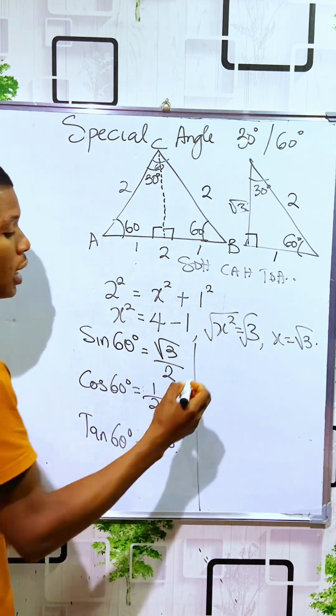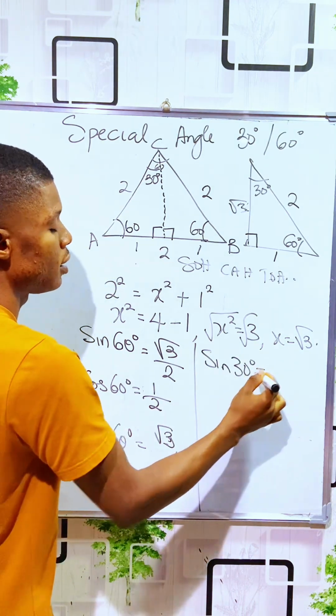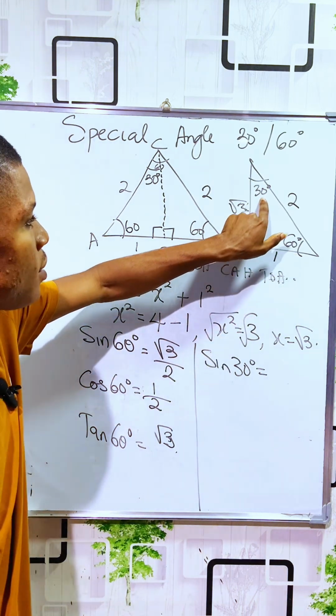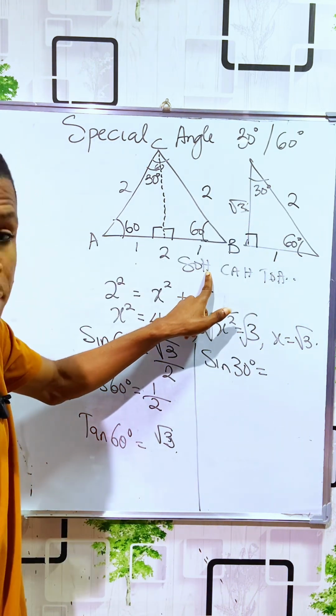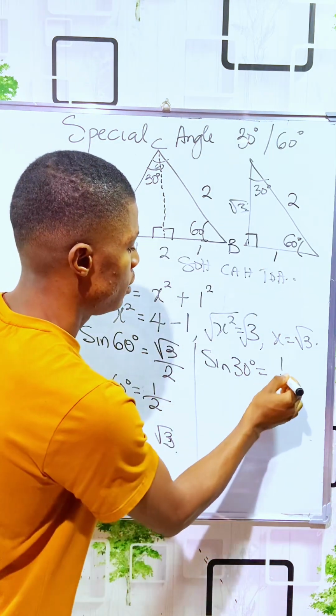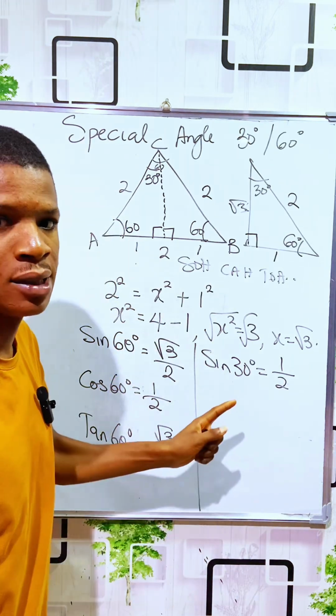So we look at the next one, sine 30 degrees. We are now considering this angle. Here, sine is the ratio of opposite and hypotenuse. So the opposite is 1 and the hypotenuse is 2. So sine 30 degrees is half.